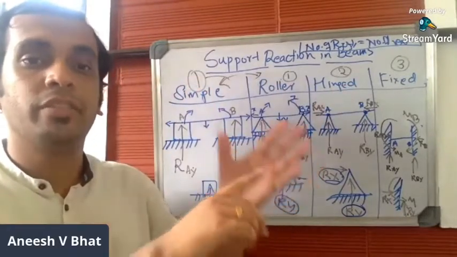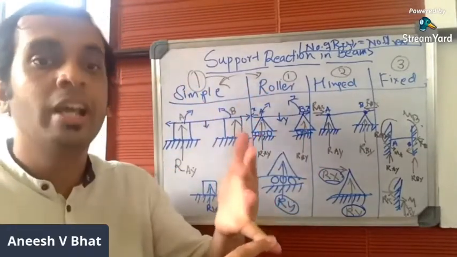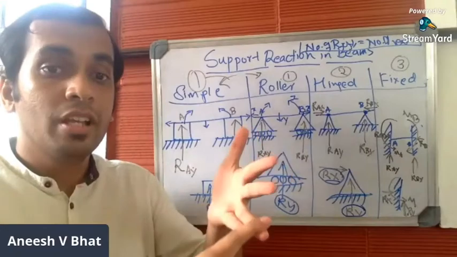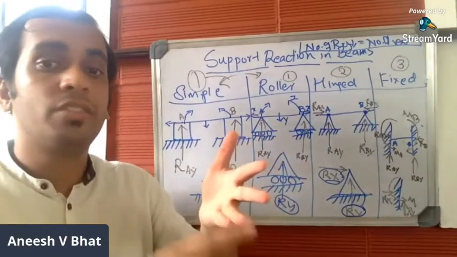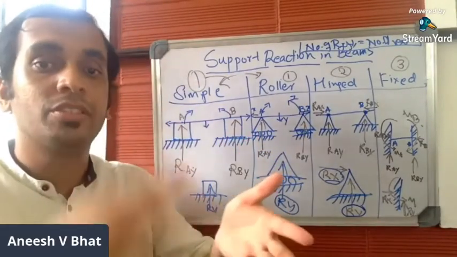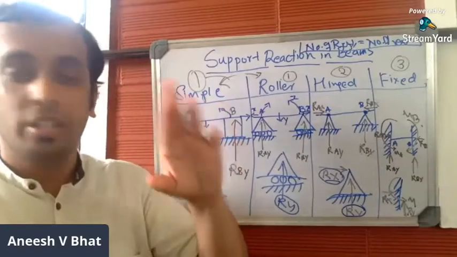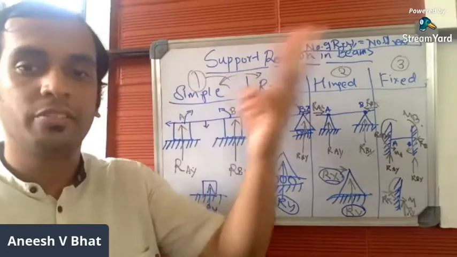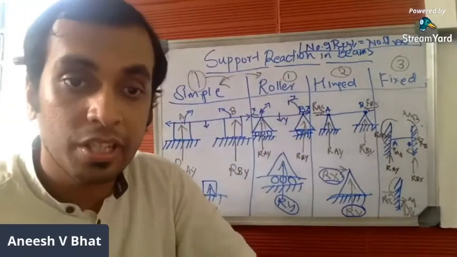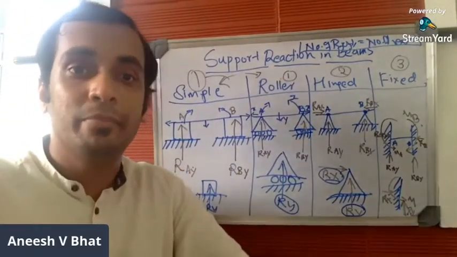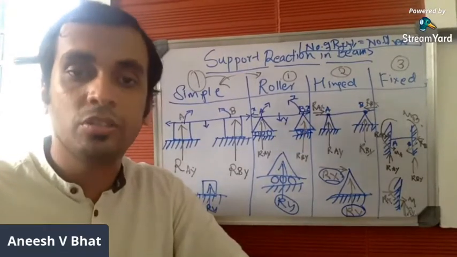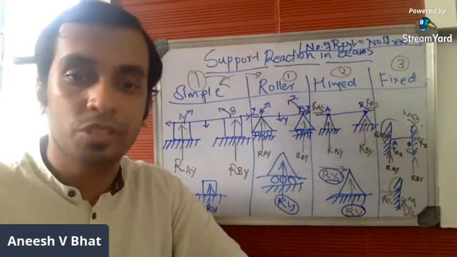You have to remember. If a beam is supported using a simple support, it offers one reaction. If a beam is supported using a roller support, it offers one reaction. If it is a hinge support, it offers two reactions. And if it is a fixed support, then it will be three reactions. This you have to remember. To solve all the problems, you should know this.